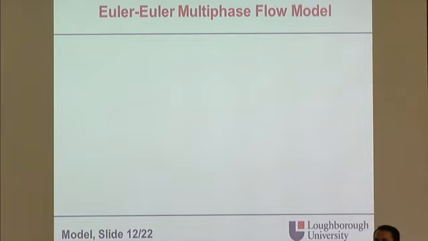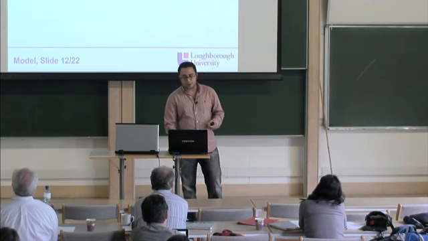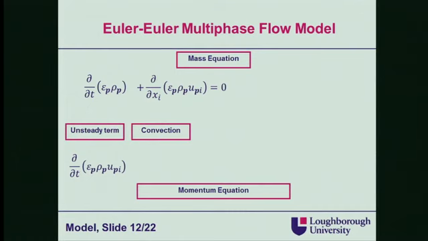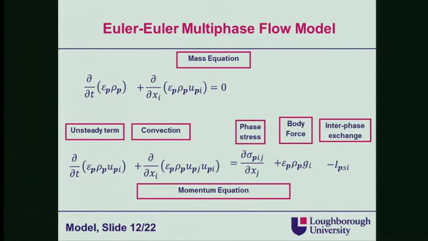We are using the Euler multiphase flow model. So it treats both phases as continua. So we have two sets of equations, each of them describing one of the phases. We have a set of equations describing the air phase, or the gas phase. We have the mass equation and the momentum equation for both phases. And of course, this is the term which accounts for the momentum transfer, or mainly the drag.